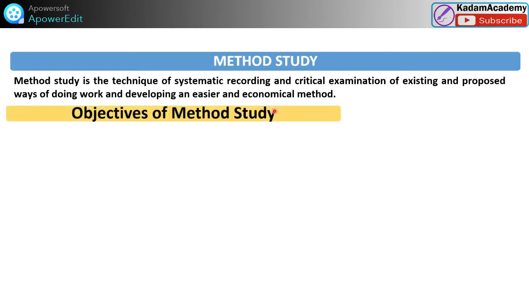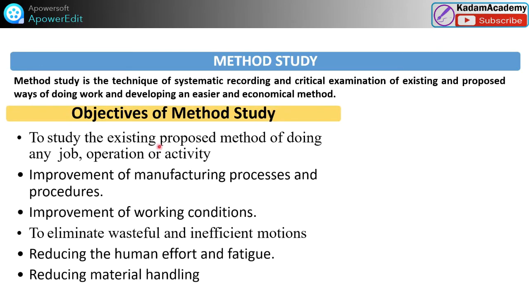So what will be the objectives of method study? Some objectives are defined here. First objective: to study the existing and proposed method of doing any job, operation or activity. That must be your first objective. After that, improvement of manufacturing processes and procedures by observing them. That must be your objective under method study.